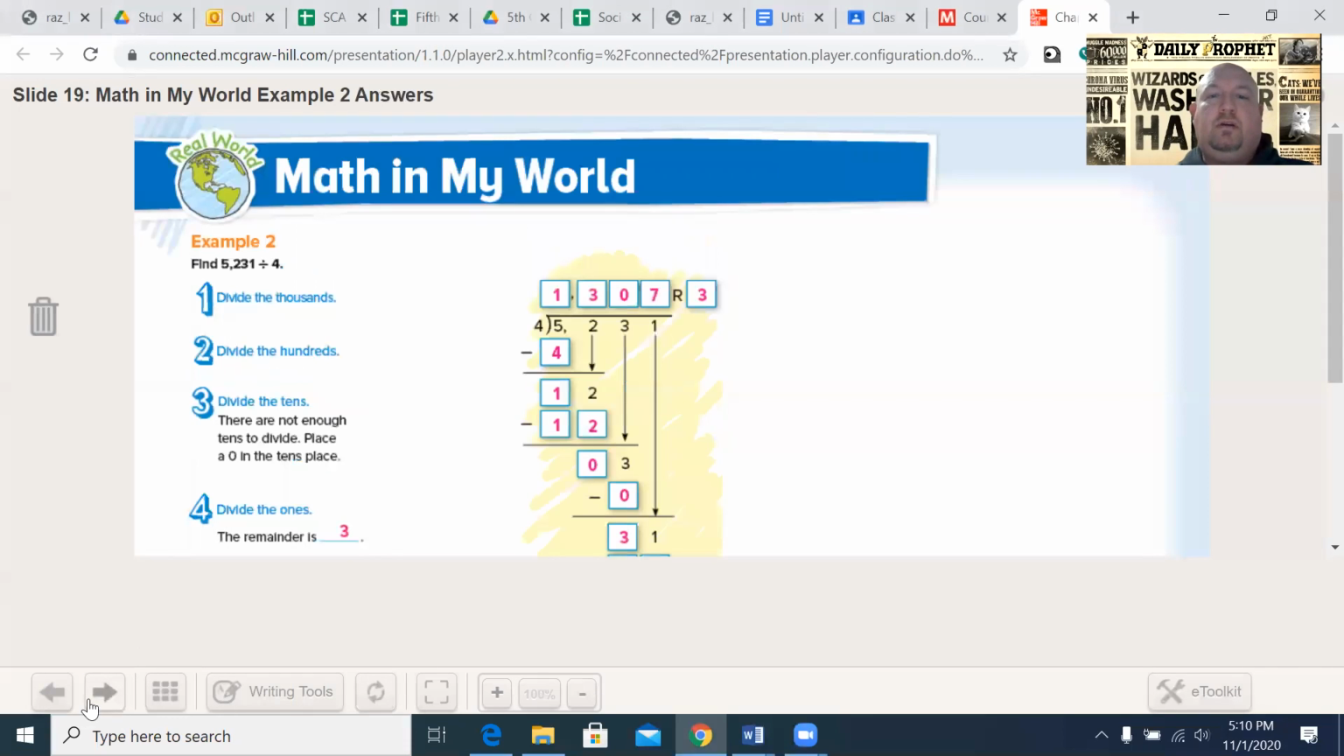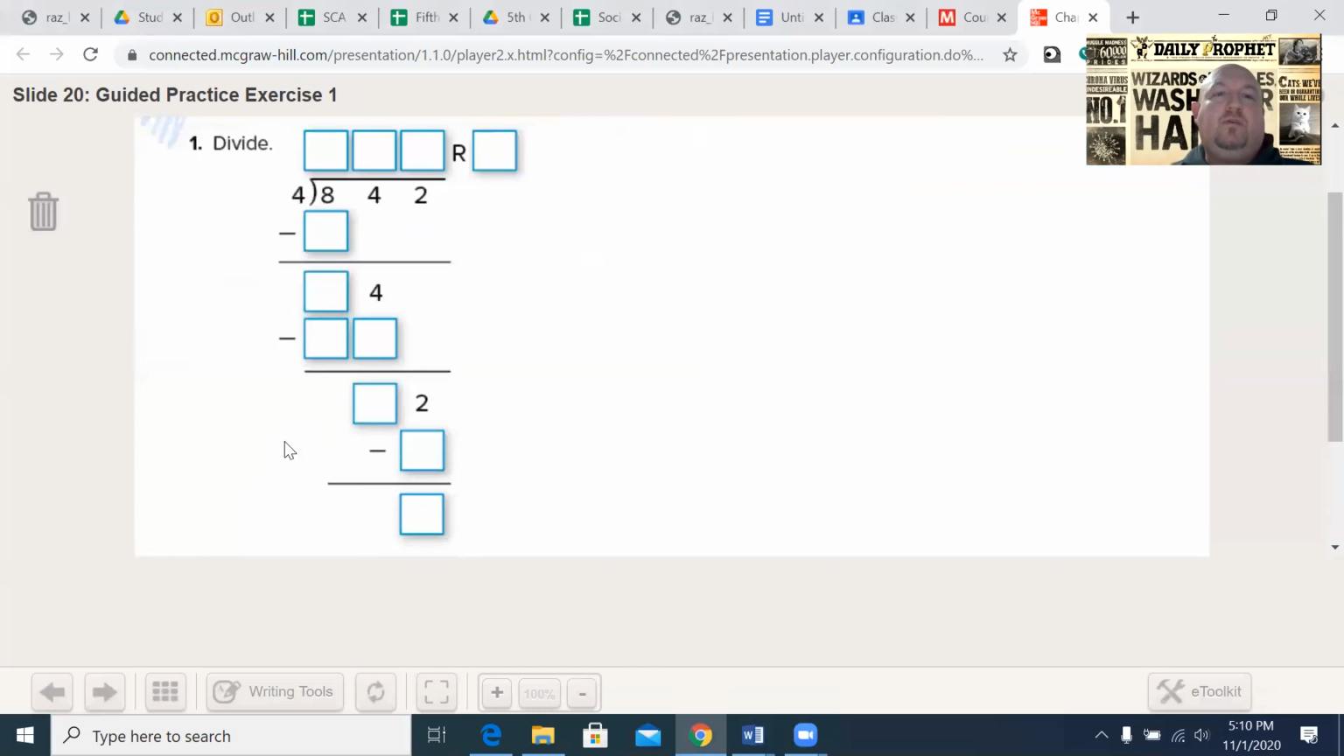See the answer here. Let's do one together. Divide 842 divided by 4. First step. How many times is 4 going into 8? Let's hear you. That's right. 2. I multiply 4 times 2 is 8.